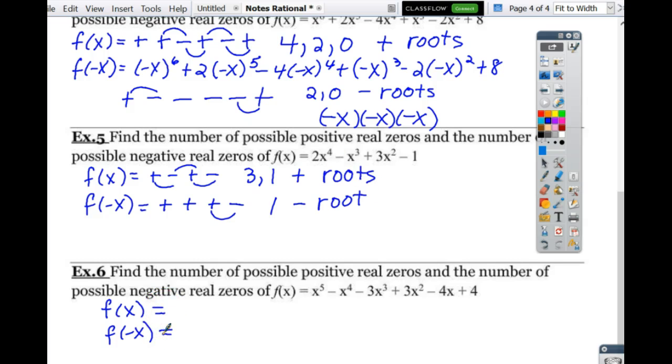Okay, last one. We're taking notes. So I'm going to have positive, negative, negative, positive, negative, positive. So 1, 2, 3, 4. So I'm going to have 4, 2, or 0 positive roots.